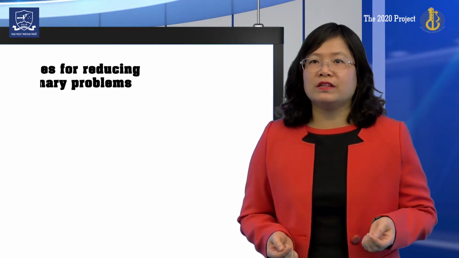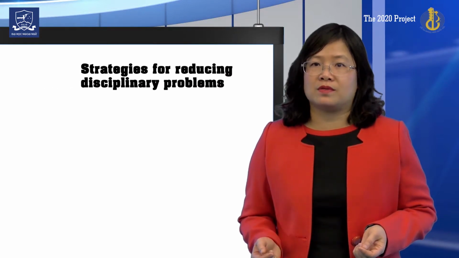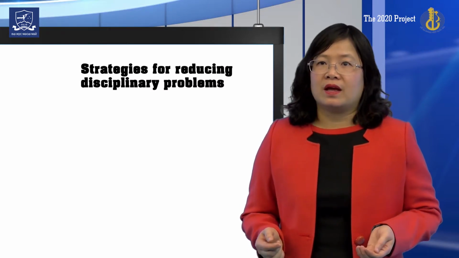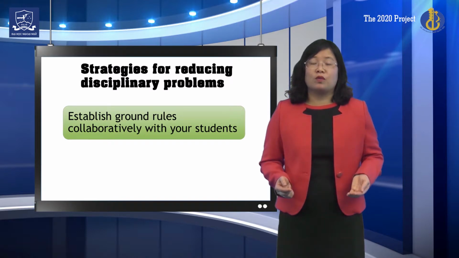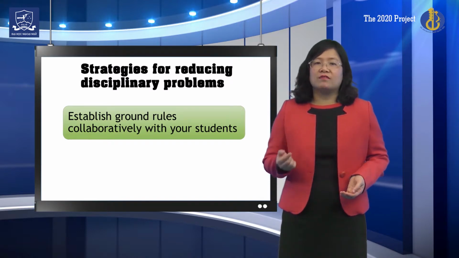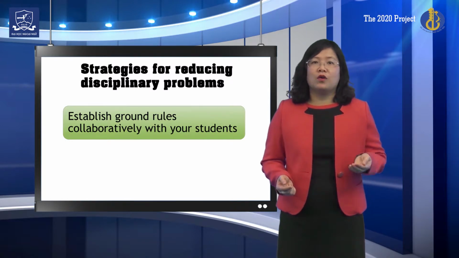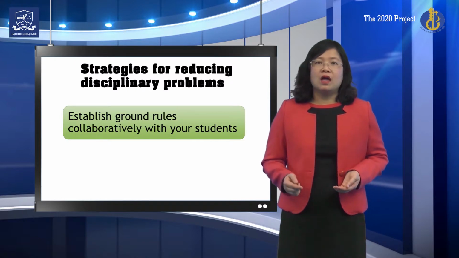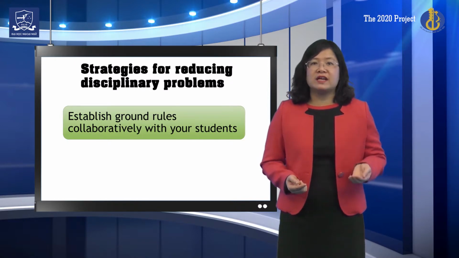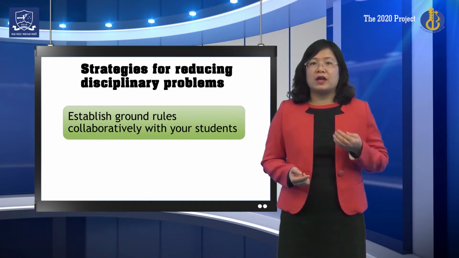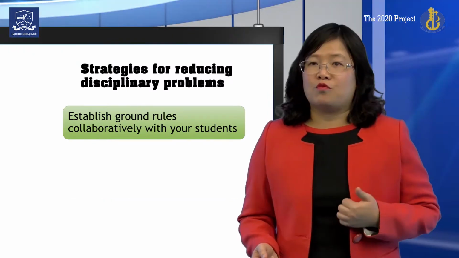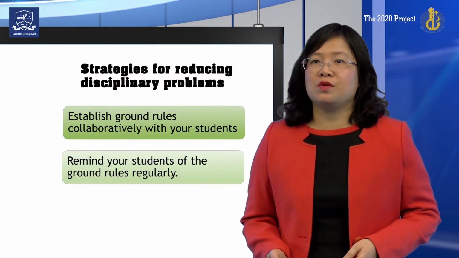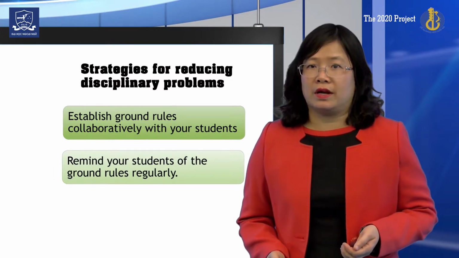Then, what can be the strategies for reducing disciplinary problems? For one thing, as their teacher, you should establish ground rules collaboratively with your students. At the start of a course, take time to involve your students in writing ground rules for acceptable behavior. If students are involved in the writing of ground rules, they will generally observe them. And the other strategy that really helps is to remind your students of the ground rules regularly.